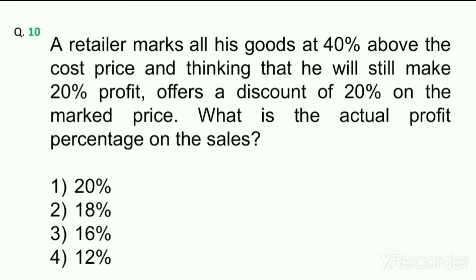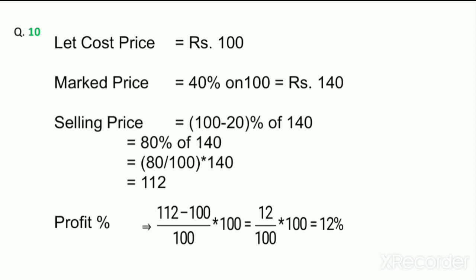And next question, a retailer marks his goods 40% above the cost price, thinking that he will still make 20% profit, and offers a discount of 20% on the marked price. What is the actual profit percentage on the sales? So let the cost price be 100, marked price 40% higher means 140 rupees. Selling price means 20% discount he is making. So 100 minus 20% of 140, so 80% of 140. Then 80 by 100 into 140 means 112. So final profit percent means 112 minus 100 by 100 into 100. That is 12%.